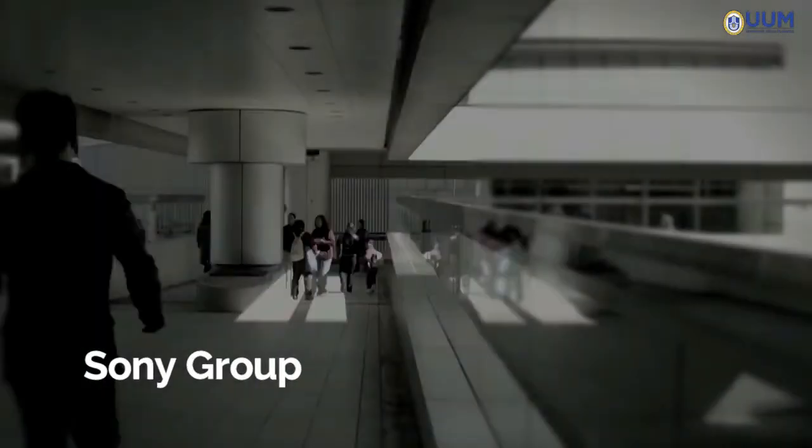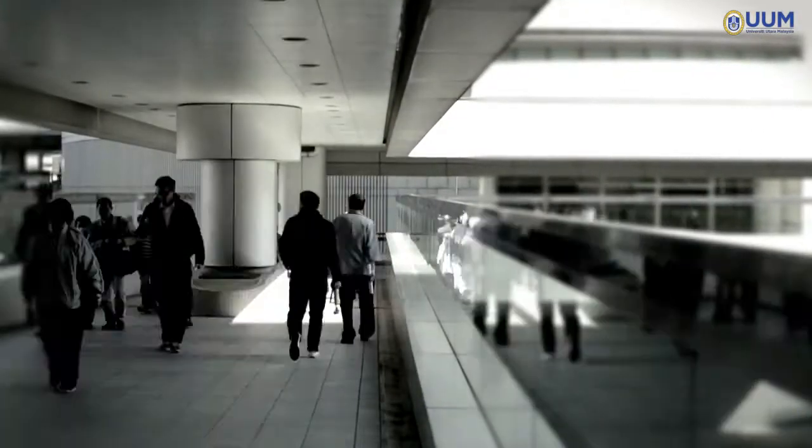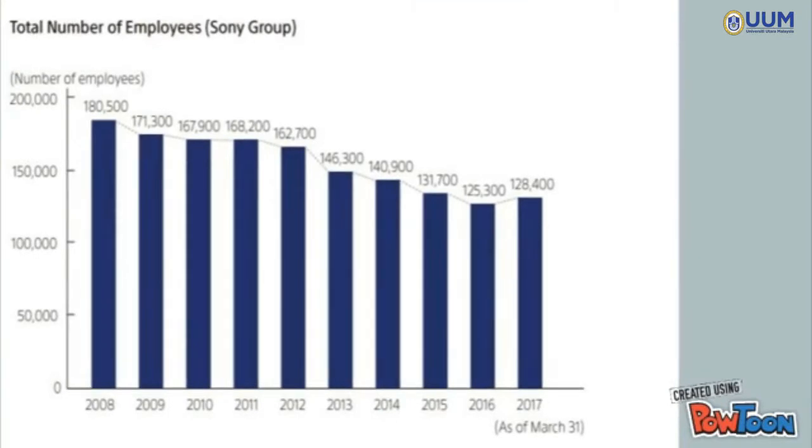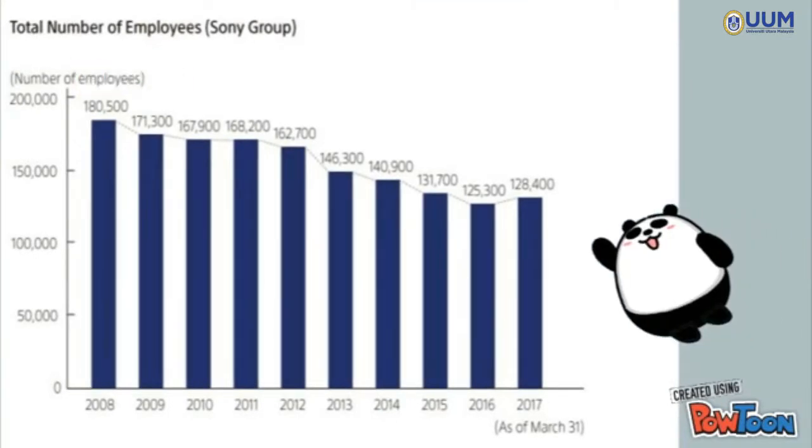The Sony Group uses the data to show the number of employees in the company. It is clear to see the number of employees dropped from 2008 to 2016 and increased in 2017. So, in this picture, we realize that the quantitative variable are related to the business administration.